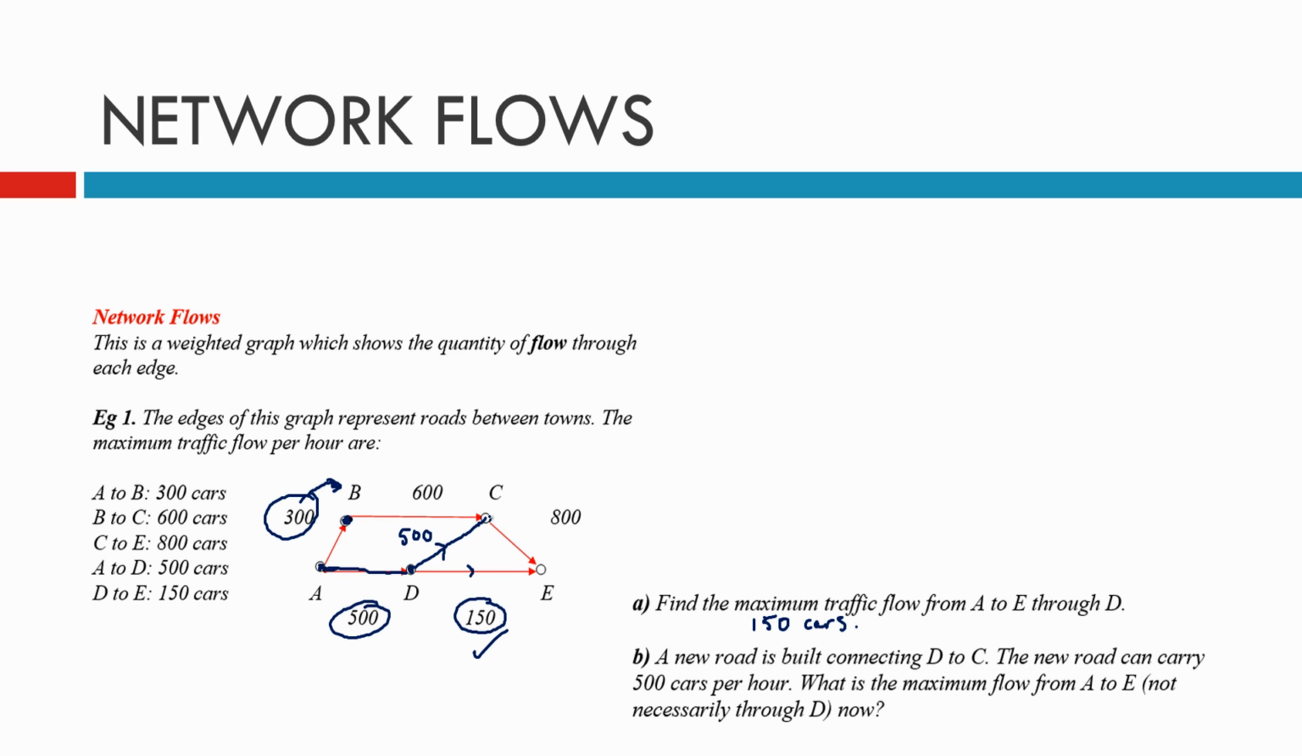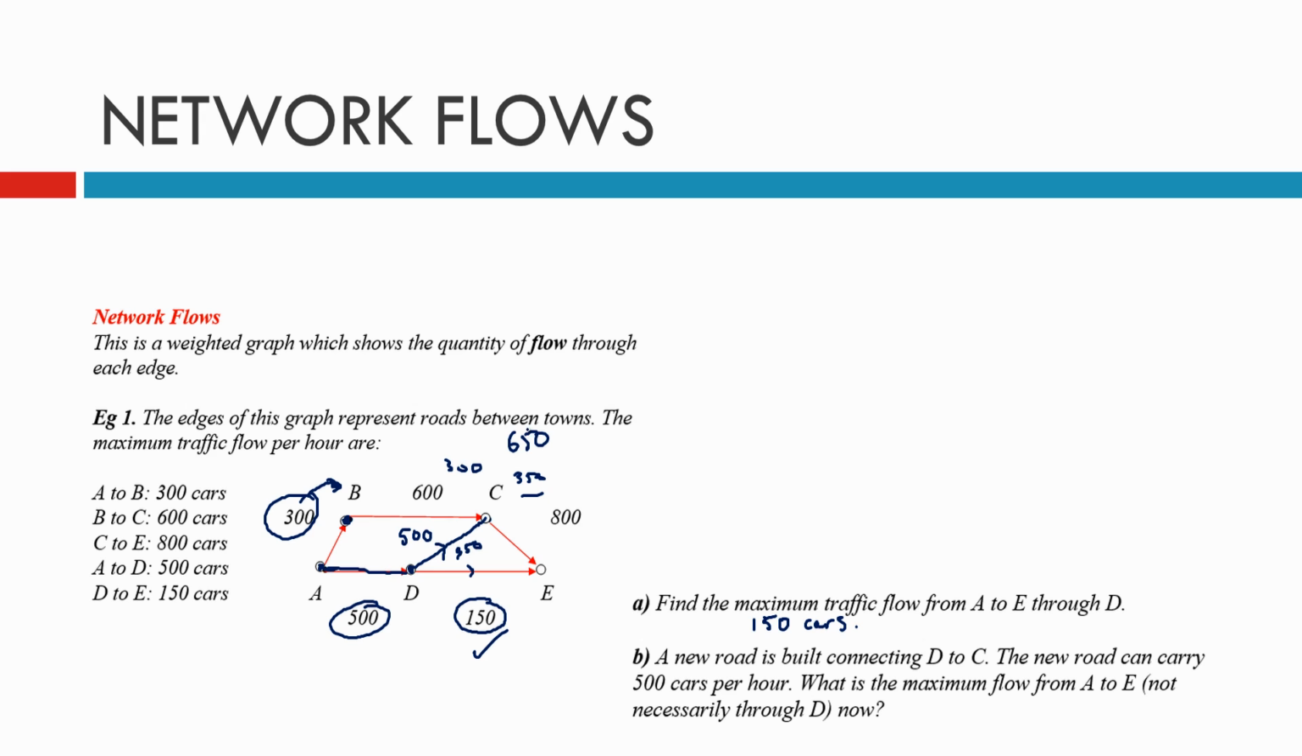Then to C, we can get the whole 300 cars coming from B to C, that's not an issue. So we can get 300 cars there. But at D, we've got 350 sitting there, because we've got 150 going to E. We can take those 350 and go from D to C. So now at C we've got another 350 there. So all up, we've got at C 650 cars waiting there.